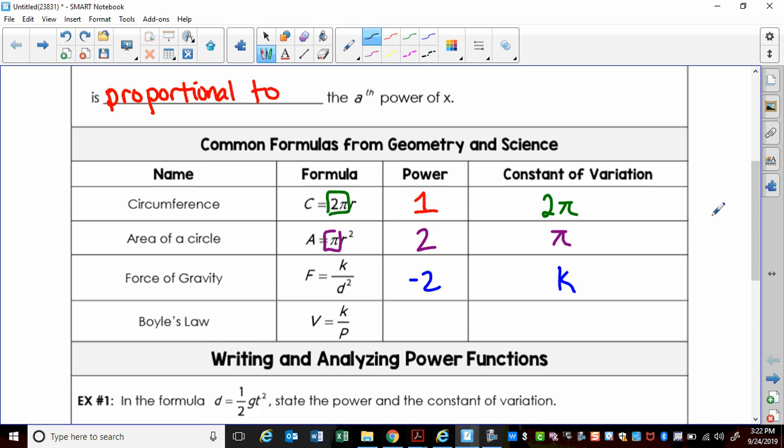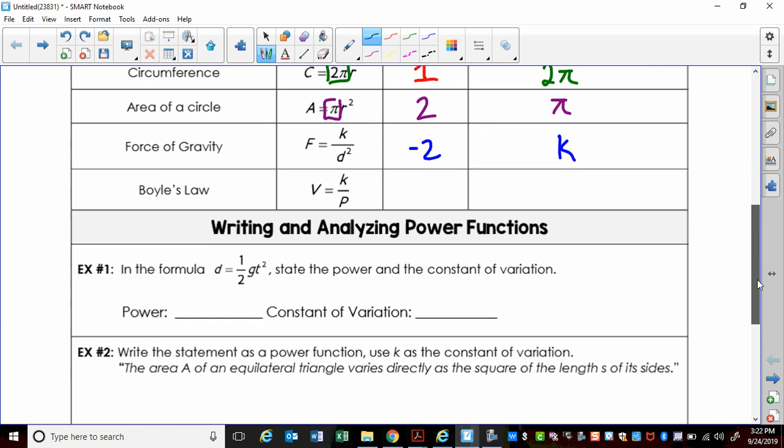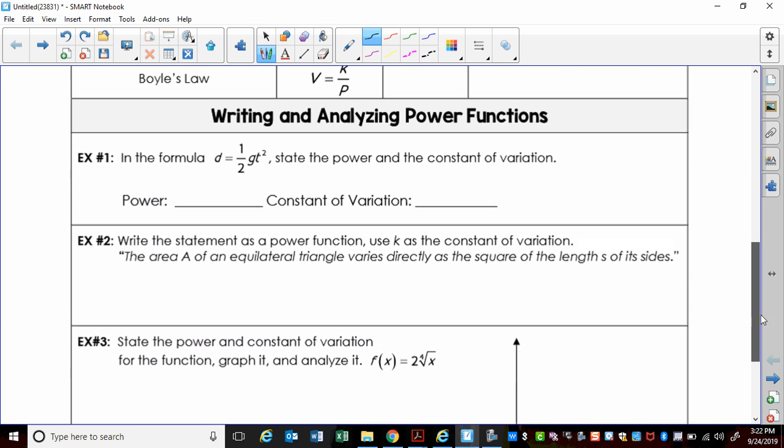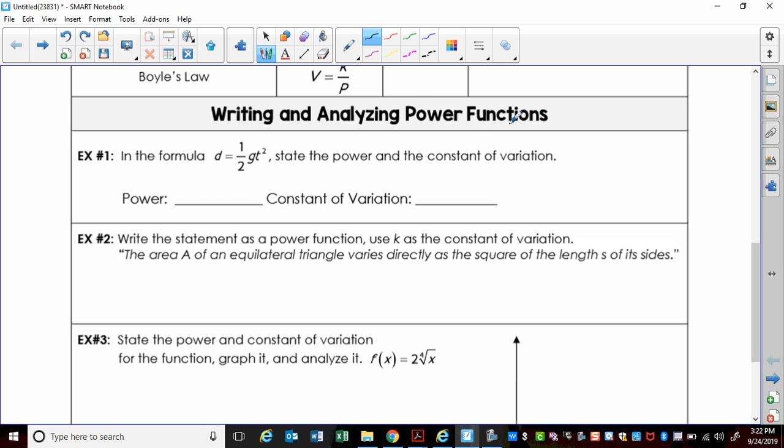And we have one more. I want you guys to try this one, Boyle's law. Writing and analyzing power functions. So in this formula, state the power and the constant of variation. Same thing, guys. T is going to be your variable, and this is going to be the constant of variation. Your power is going to be 2.